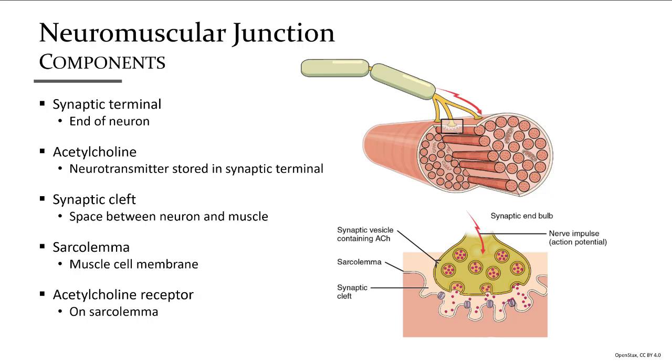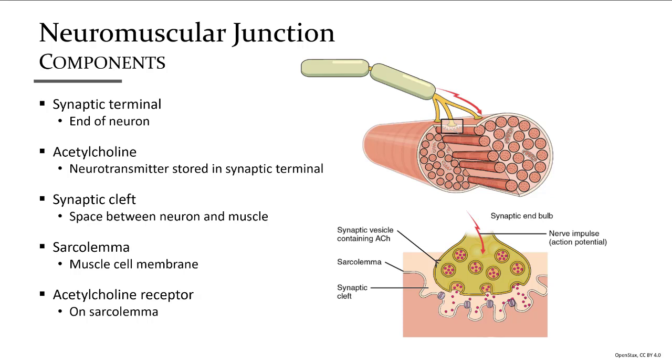It just hovers over it, so there's a gap or space between the end of the neuron and the surface of the muscle. The sarcolemma is the muscle cell membrane that has receptors for acetylcholine to bind to it. Once the neurotransmitter acetylcholine binds to the muscle receptors on the surface of the muscle, the sarcolemma, that is what's going to stimulate the muscle.